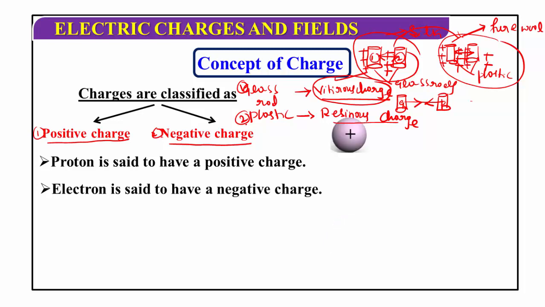plastic rod is different. The charge developed on the glass rod when it is rubbed with the silk cloth, that is called vitreous charge.